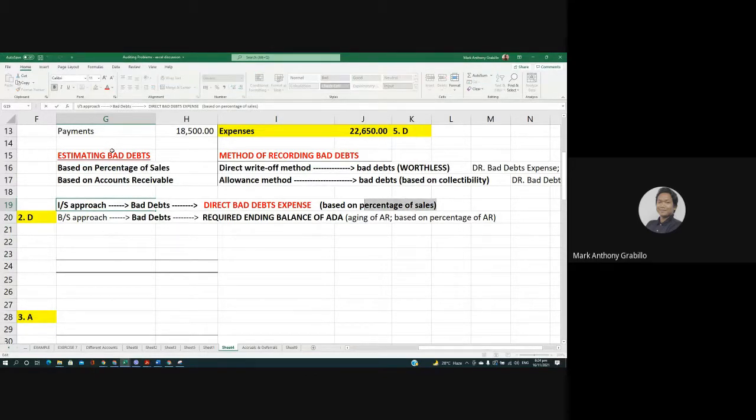So ano yung example ng income statement approach? Yun po yung sinabi kanina. Based sa percentage of sales. So yung percentage of sales, it could be a percentage of total sales or a percentage of net sales, or it could be a percentage of net credit sales. So income statement approach po yun. Another one is the balance sheet approach. Ano naman sa balance sheet approach? Kapag nag-estimate ka ng bad debts using balance sheet approach, ang nakukuha nyo ay ang required ending balance ng allowance for doubtful account.